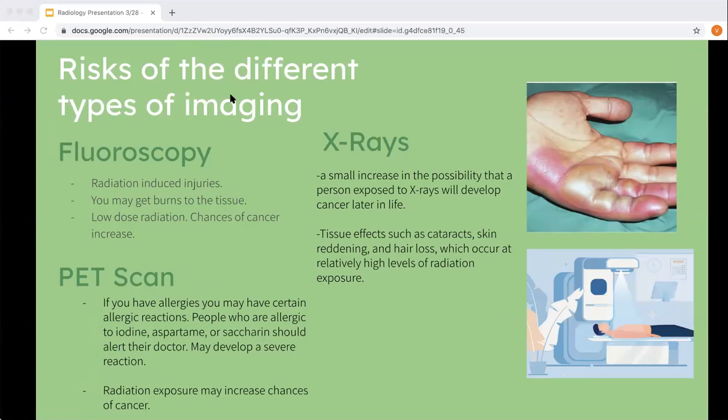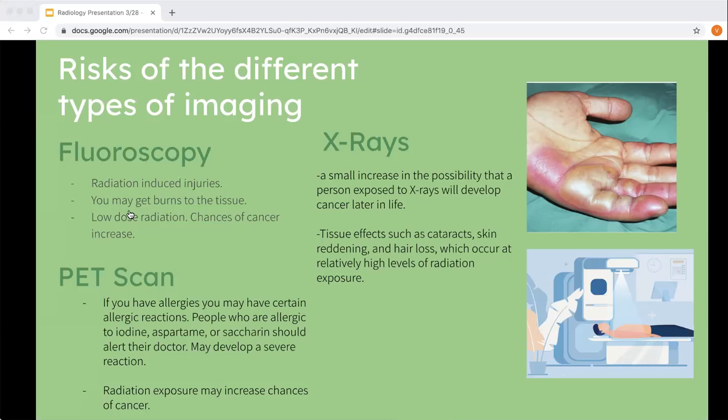And lastly, we have X-rays. X-rays also use radiation, so there's again a small chance that a person may develop cancer later. However, this is pretty rare as X-rays use a very low dose of radiation. However, if high doses are used, this may result in skin reddening, hair loss, and tissue effects such as cataracts.